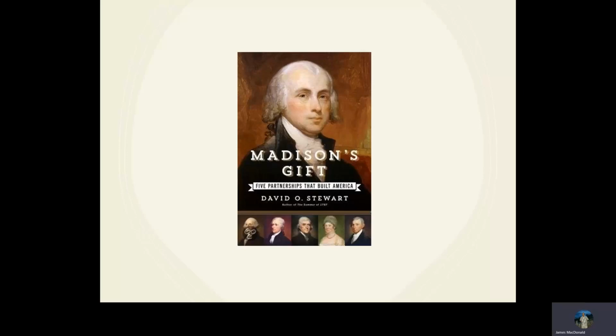This is a secondary source. This is a book written in the 2000s on James Madison. And what's interesting is it's not just called James Madison, A Life. He meant to get the potential reader's attention, and the attention of people who are going to buy the book, by calling it Madison's Gift: Five Partnerships That Built America.